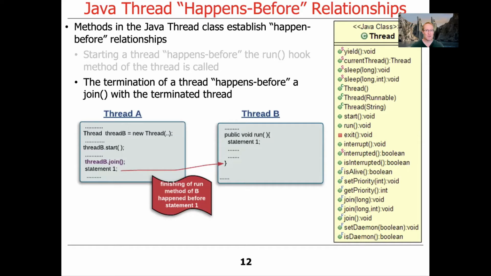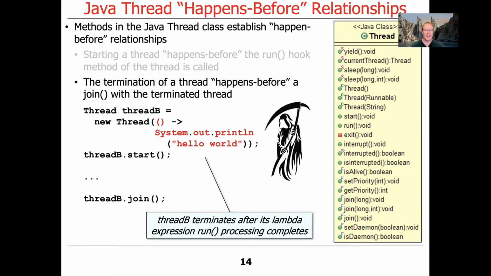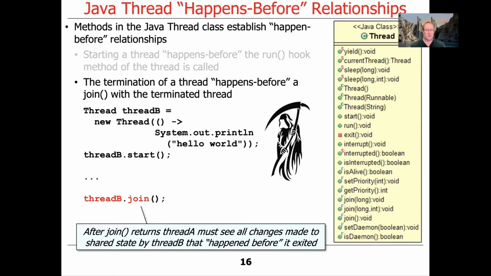At the other end of the spectrum, we have what happens when threads join. One thread joins with another. And so the termination of a thread must happen before the join method can return, indicating that the first thread has finished. So let's take a look at an example of this, very similar to what we had before. We go ahead and create thread B and start it. And obviously, thread B will terminate after the run hook method, the one that prints hello world, completes. And thread A, which is the one that created thread B, will wait on join, and that will only continue running. In other words, you'll only return from join after thread B terminates. Can you imagine what would happen if join returned before thread B terminated? That would be very confusing and inconsistent. So that's another guarantee you get from the Java threads package.